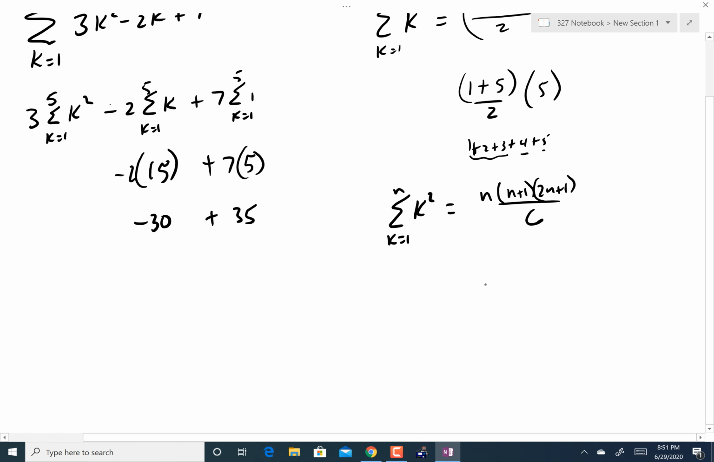So it would be what? Well, it would be, okay, so our n is 5 here. So it's 5 times 6 times 11 divided by 6. So the answer should be 55. That makes sense? Well, it's 1 plus 4 plus 9 plus 16 plus 25.